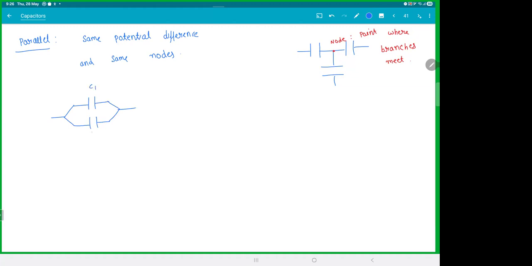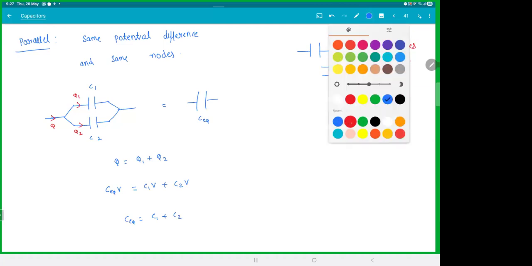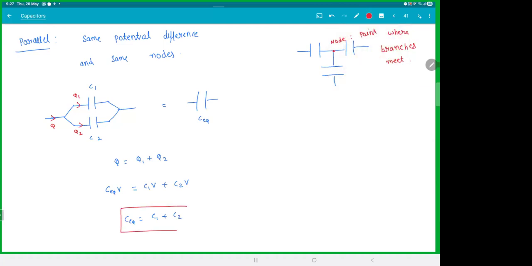So you have two capacitors C1 and C2. Let's say charge Q is going here. This is Q1 and this is Q2. You want to replace this with one single capacitor, C equivalent. So the total charge Q will be Q1 plus Q2. We are just using the same formula. What is Q equal to? Q is equal to CV. So Q is equal to C equivalent V, which is C1V plus C2V because the voltage is the same for all of them. Therefore, C equivalent is C1 plus C2. There again, reverse of resistors. So if you keep capacitors in parallel, they'll simply add up.